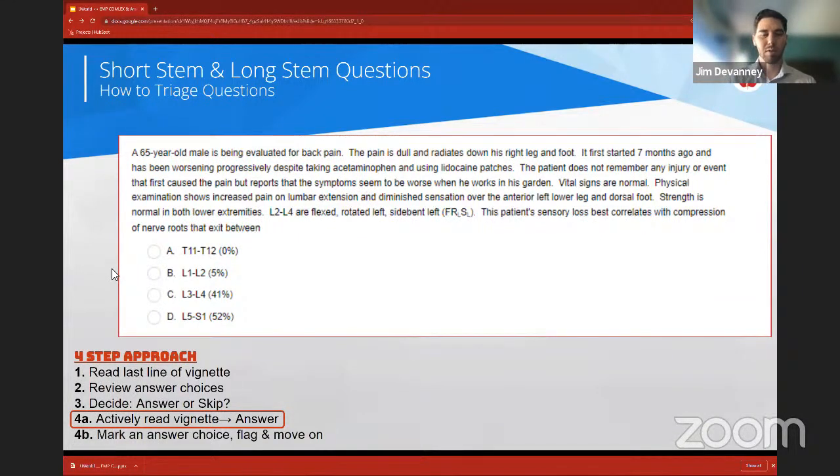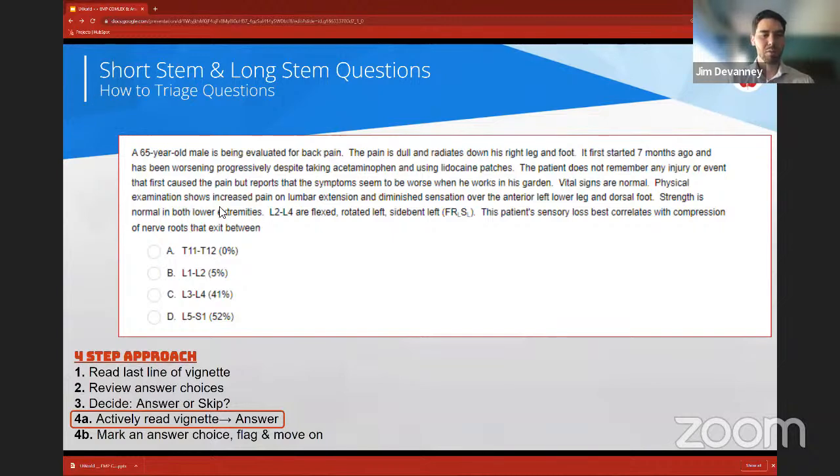So this question is moderate in length, not short, not too long. It's focused on neuro and MSK, which tend to be a strength of mine. And I would decide to answer. So at that point, we would go back to the STEM, we would read it in full, and then we would choose our answer and move on to the next question.